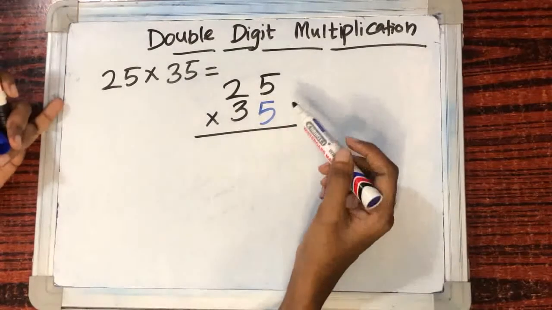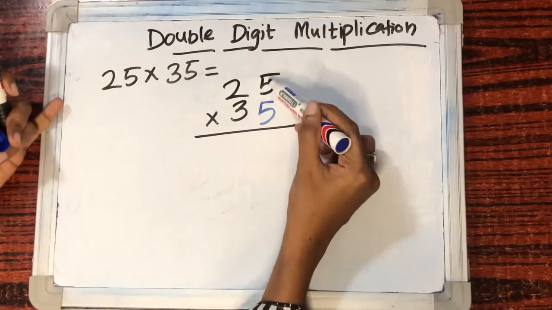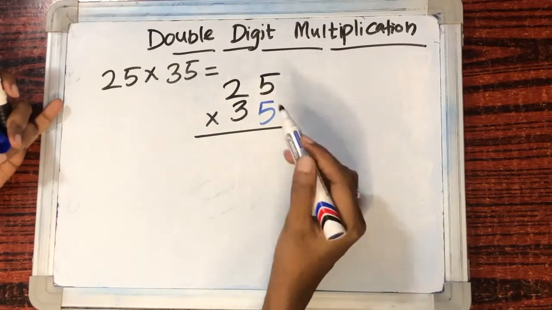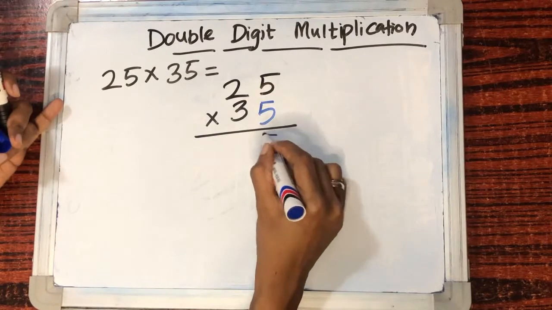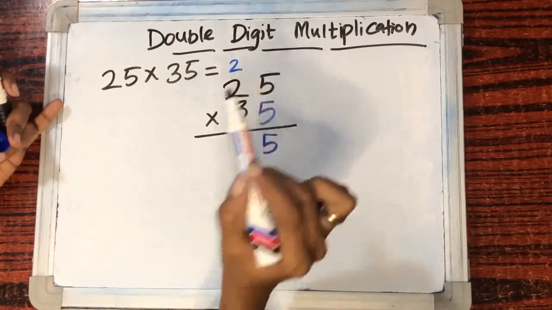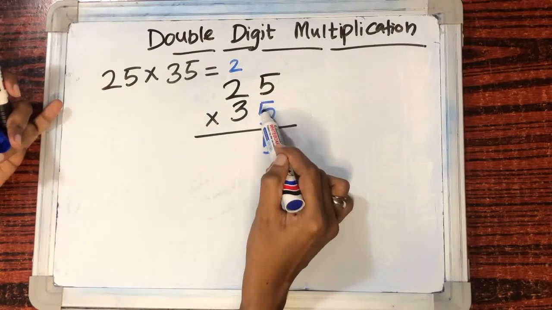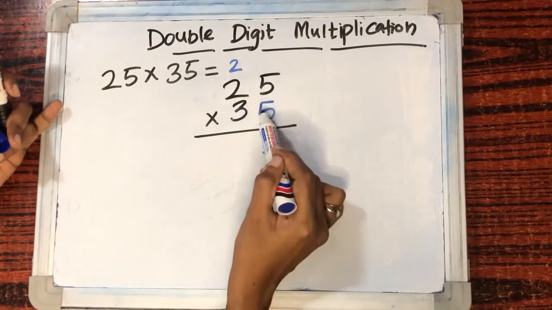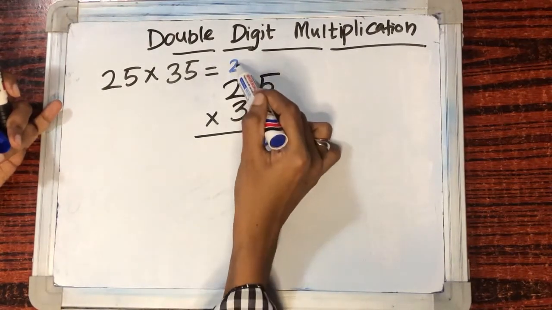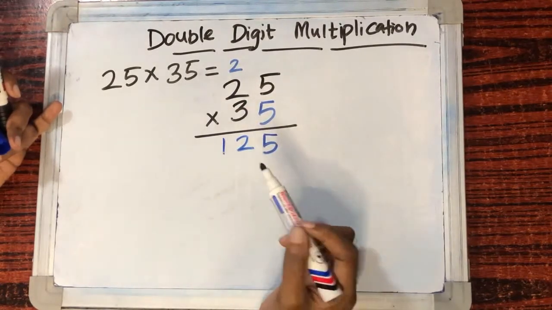Step 1 is to multiply this 5 with the numbers above it. So 5 times 5 is 25. You write 5 over here and 2 goes up here. Now you multiply 5 times 2. 5 times 2 is 10. 10 plus 2, 12. You write 12 as it is.